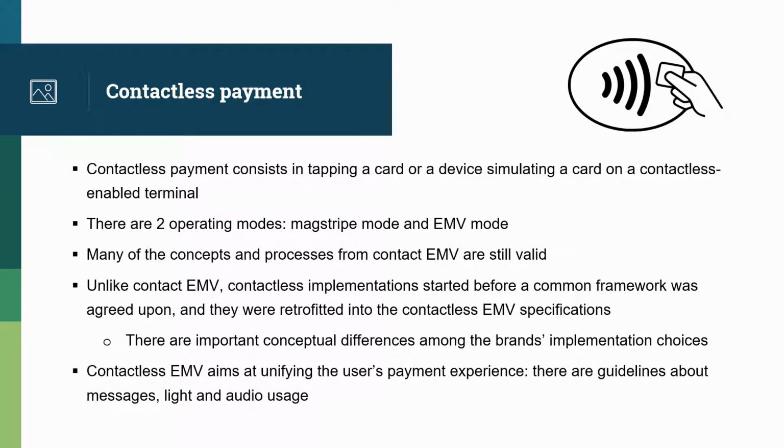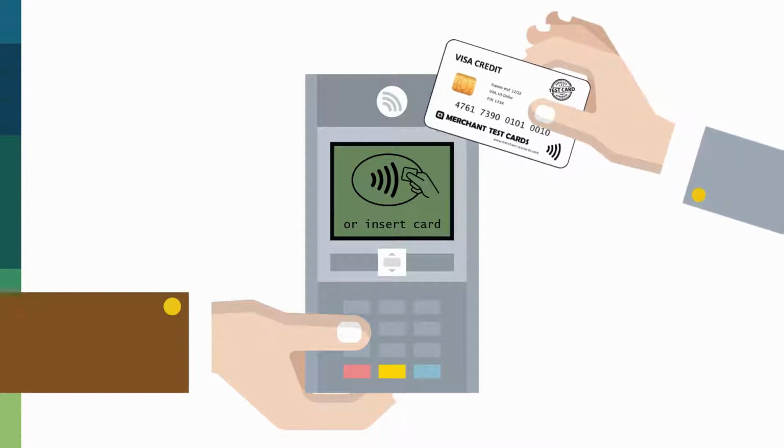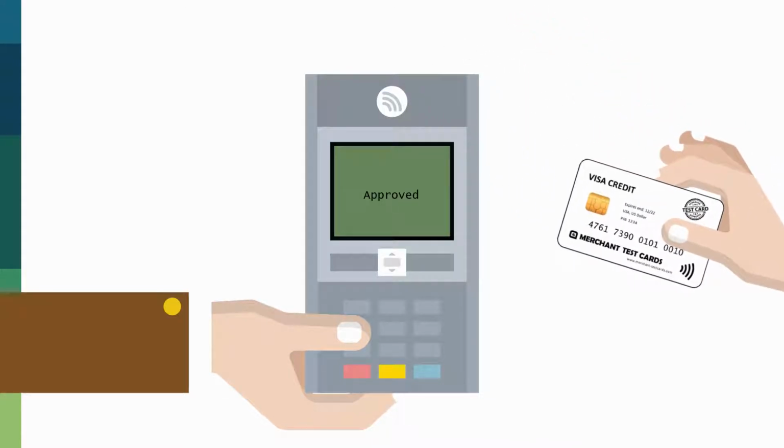Contactless EMV aims at unifying the user's payment experience. We will see that there are guidelines about messages, light, and audio usage, everything to keep a similar experience around the globe. I'm sure that you've already seen how to pay with contactless in a store, for example. The concept is that the cardholder waves or taps their cards on the payment terminal when they are prompted to do so. There's an interaction between the terminal and the card, and then the transaction is approved and the customer may leave with the goods.